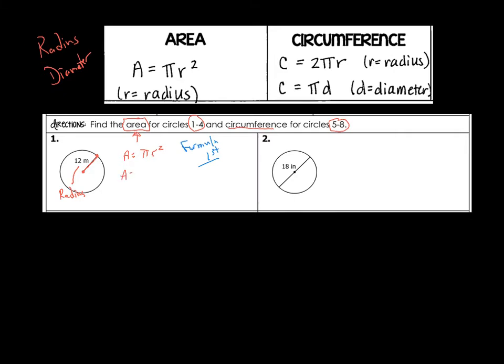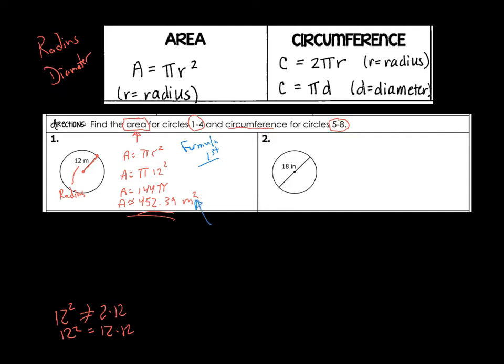Next, I'm going to write the formula with everything I know substituted. I don't know the area, but I do know that this is pi. That's always in there. It's a static value in the function, times 12 squared. And keep in mind that 12 squared is not 2 times 12. 12 squared is equal to 12 times 12. So area is going to be equal to 144 pi. And 144 times pi is approximately, whether you use the pi key or 3.14, you're going to get 452.39 square meters. And that's our final answer.